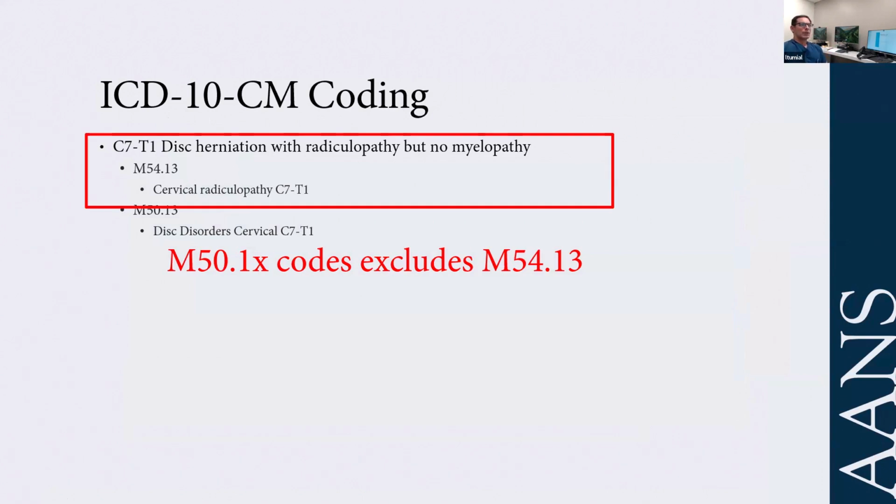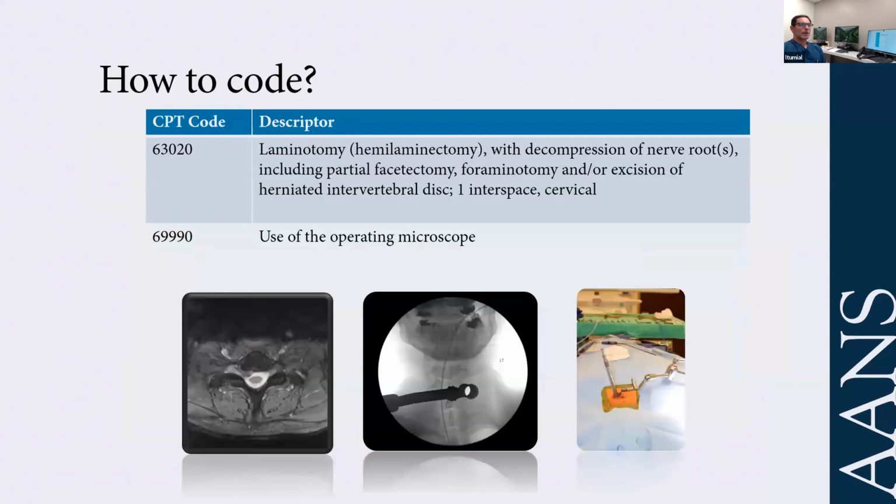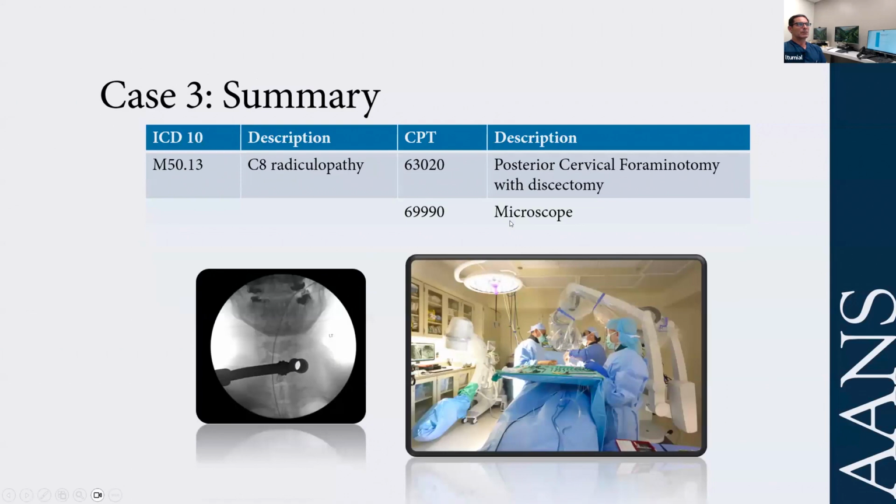I did not do an artificial disc. I did a posterior cervical foraminotomy, and because I did a foraminotomy with discectomy, I'm going to use the 63020 with the use of the operating microscope. That was what I got authorized. That's what I did. Did it at a surgery center. Done.